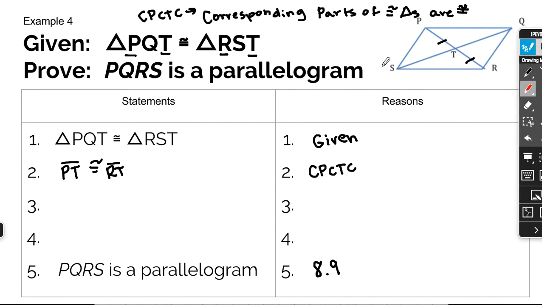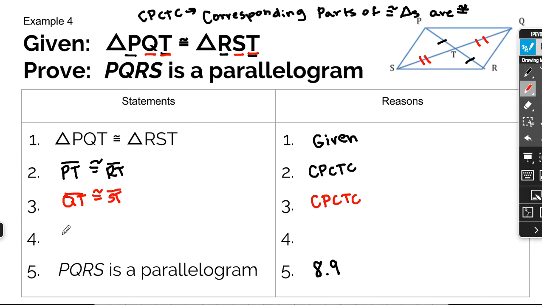Next we're going to look at that other diagonal. So this is like ST and TQ. If I look here, I have QT, and with that is ST. So we're going to name them like the triangle named them. So QT is congruent to ST, and that is by CPCTC as well. Still using those congruent triangles. And if I mark those, now I have that both of my diagonals are bisected. So that's what I need to say in my next statement.